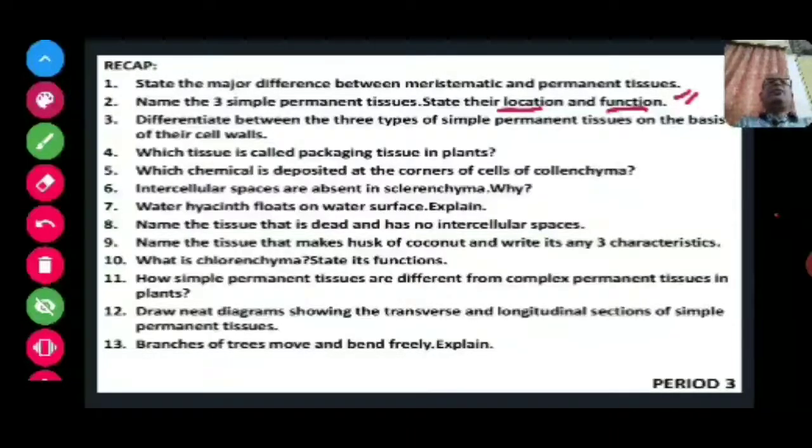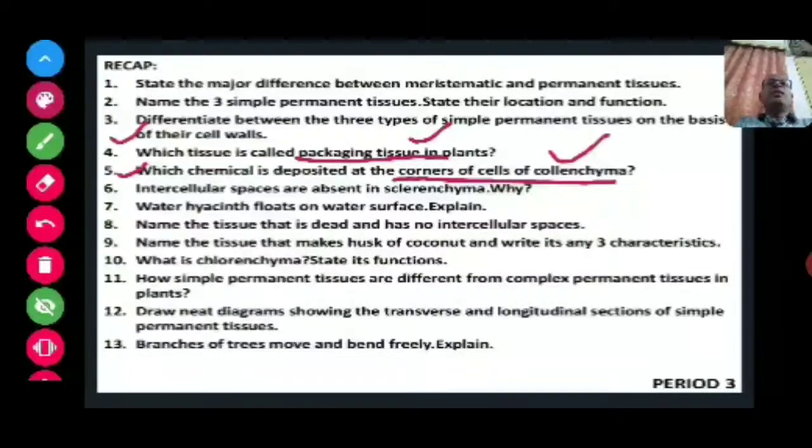Now differentiate between three different types of simple permanent tissue. It is quite related with question number 2, on the basis of their cell wall. Which tissue is called the packaging tissue in green plants? You have to search it and write it there. And then which chemical is deposited at the corners of the walls of the collenchyma? Intercellular spaces are absent in sclerenchyma.